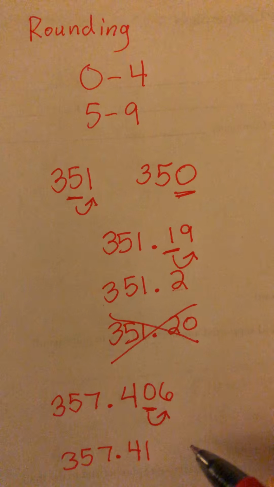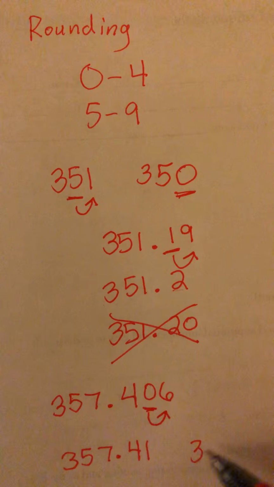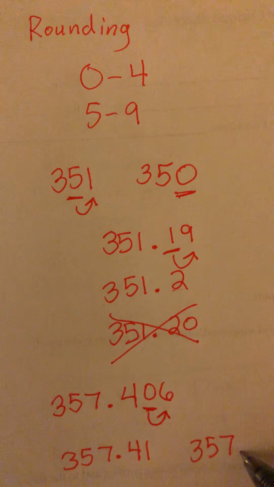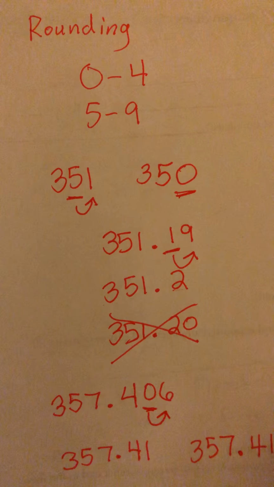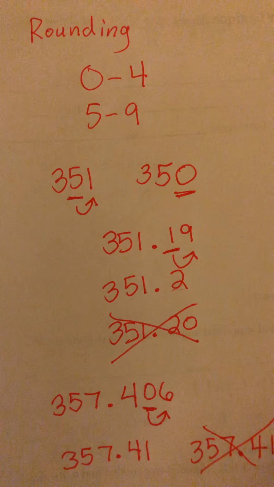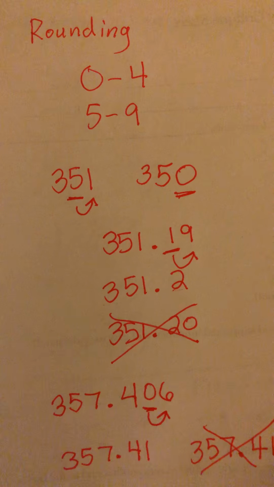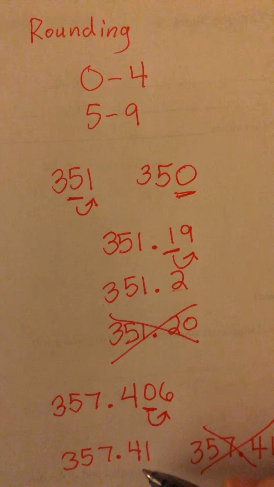357.41. I cannot say 357.410. That would not be correct. That's going to the nearest thousandth. I'm only rounding to the nearest hundredth.